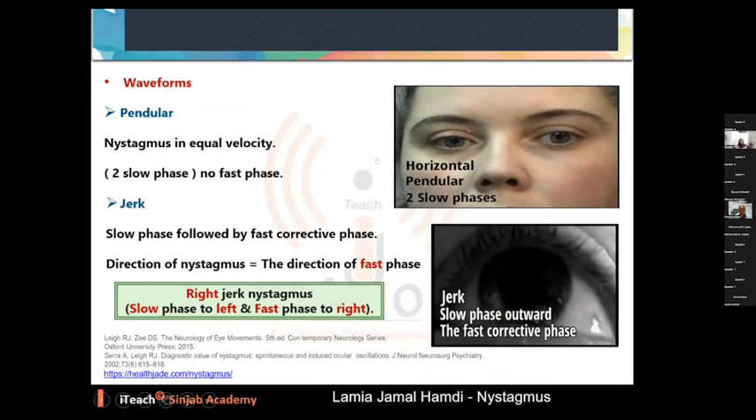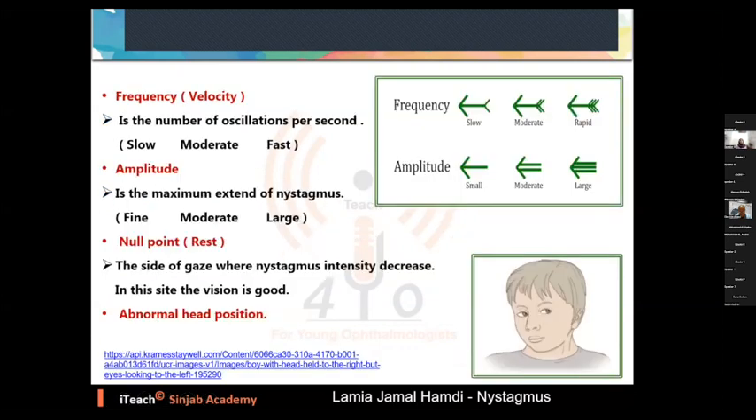Next, the frequency is the number of oscillations per second, either slow, moderate, or fast. Amplitude is the maximum extent of the nystagmus. It can be fine, about 5 degrees, or moderate, from 5 to 15 degrees, or large, more than 15 degrees, or the nystagmus can extend to the canthus. The null point, or the rest, is the site of gaze where nystagmus intensity decreases. In this site, the vision is good. Some patients have an abnormal head position, as shown in this photo. This occurs when the null point is not in the primary position.